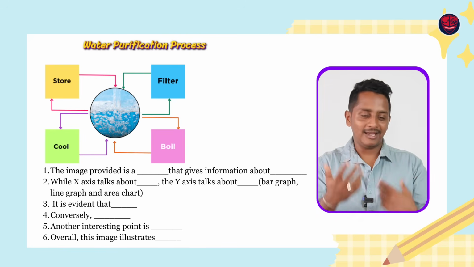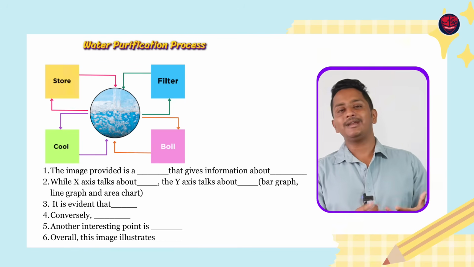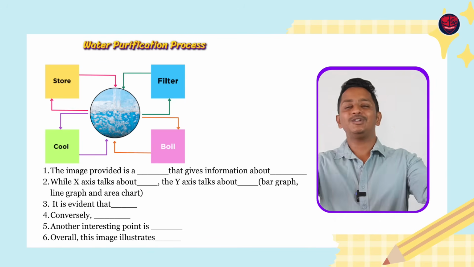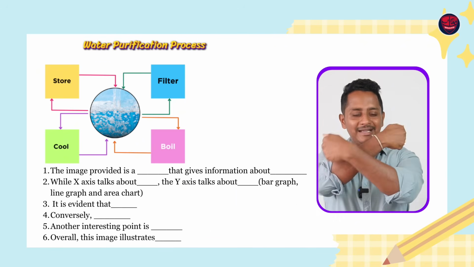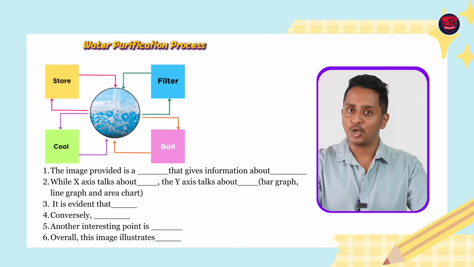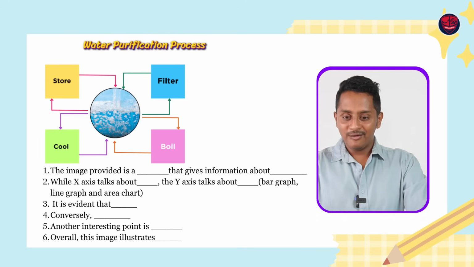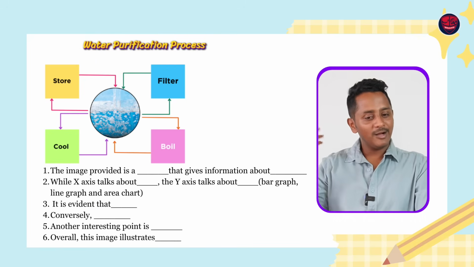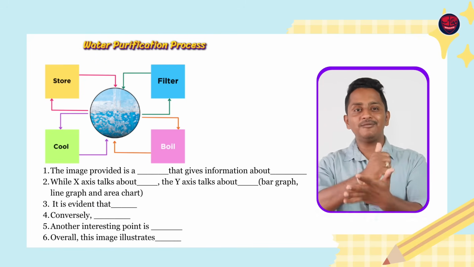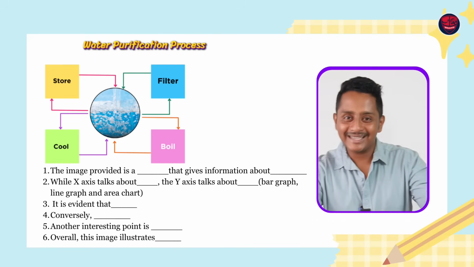Bring that clarity. Work on that clarity. How to get clarity? You should know what the image talks about. You should get a clear-cut idea of what you're going to talk about first. Second thing is, don't focus too much on the content. Filter will come, or boil will come, cool will come, store will come. Which one is the first step? I don't know it. Okay, anything is the first step.